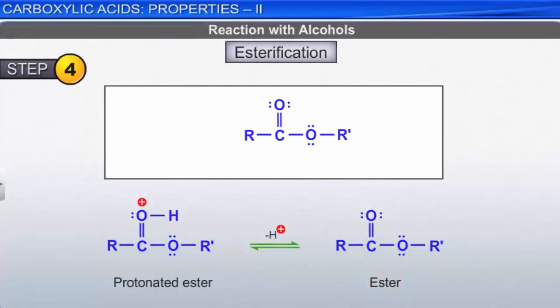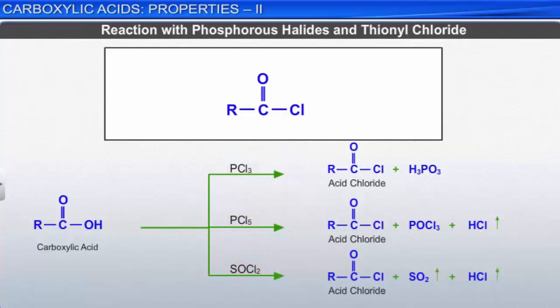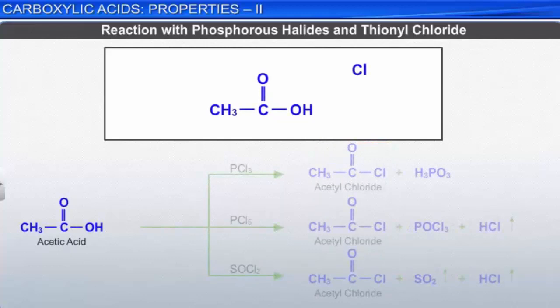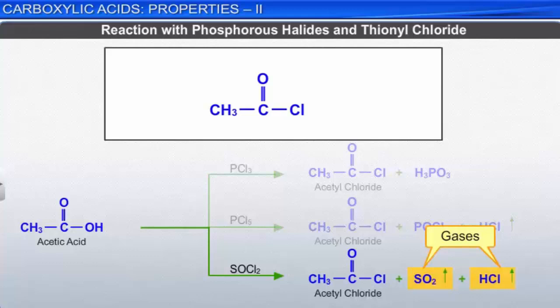The OH group of carboxylic acids is replaced by a chlorine atom on being treated with phosphorus halides or thionyl chloride to form acid chlorides. The reactions of acetic acid with phosphorus trichloride, phosphorus pentachloride or thionyl chloride are shown here. Note that although acetyl chloride is the main product in all three reactions, the byproducts vary. Thionyl chloride is preferred because both the byproducts, sulfur dioxide and hydrogen chloride, being gases, escape the reaction mixture, making the purification of the products easier.